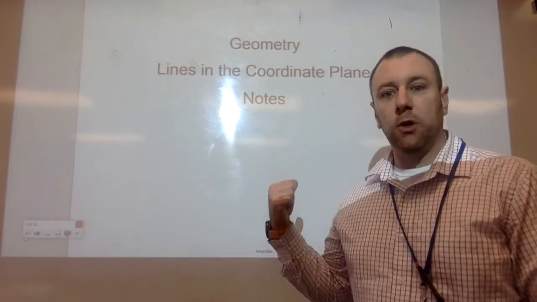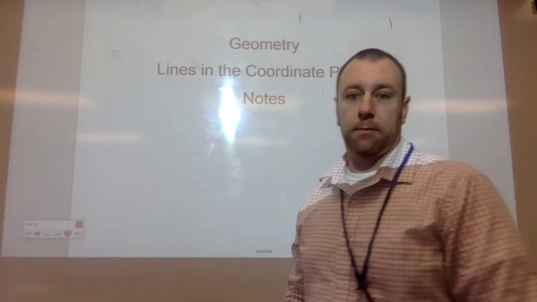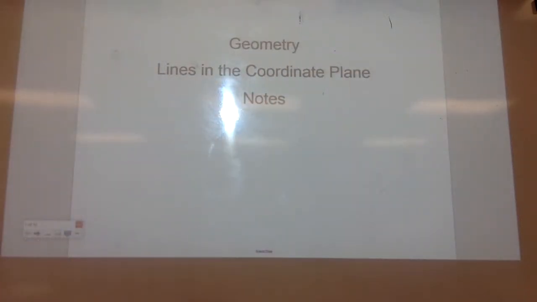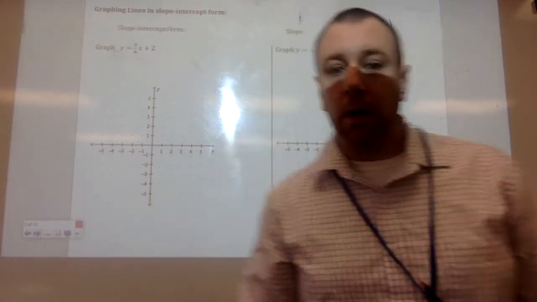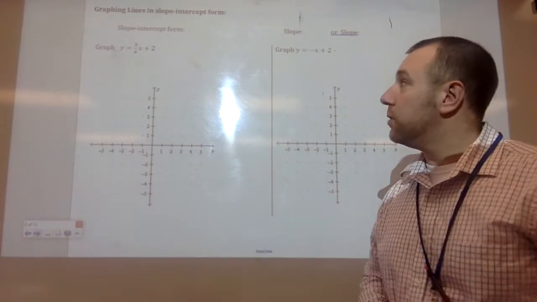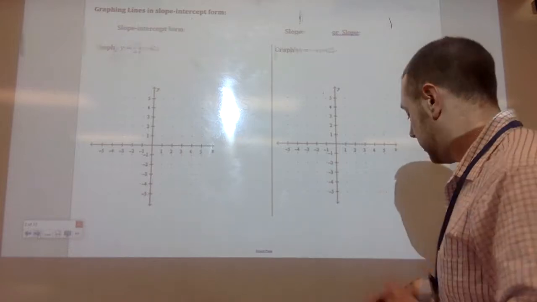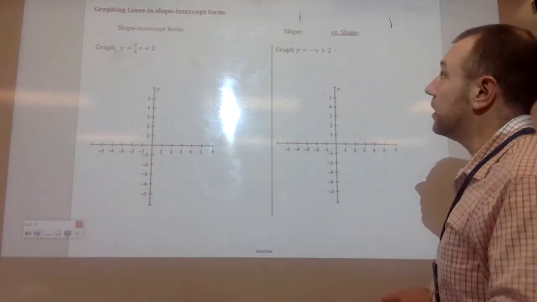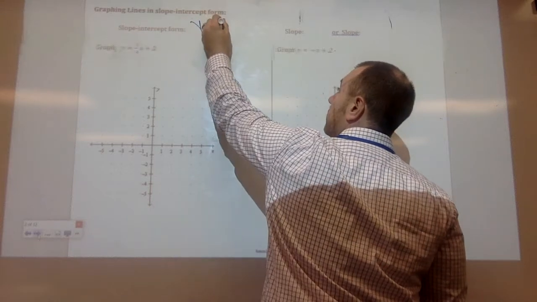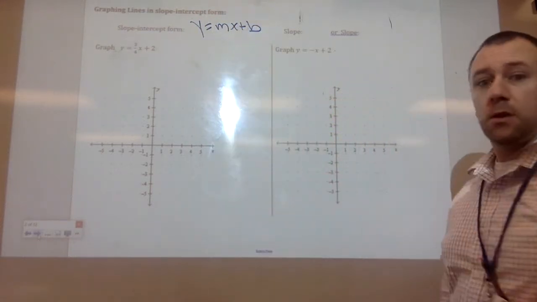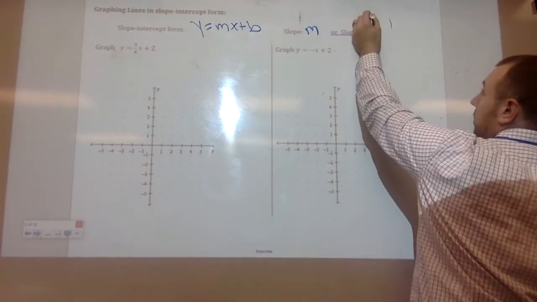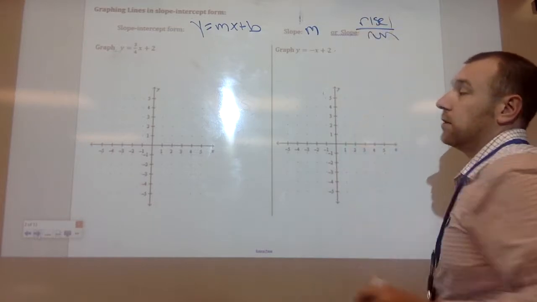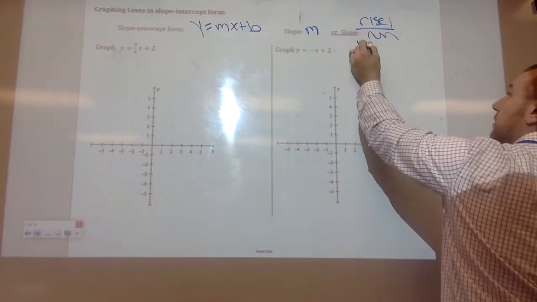Hello, so this is a review of how to graph lines in the coordinate plane. For the first review, you'll need to know what slope-intercept form is. Slope-intercept form is y equals mx plus b. The slope is your m, or your rise over your run. Your b is your y-intercept.